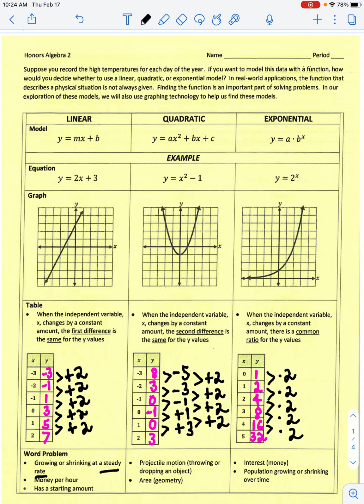Quadratic models are often used in projectile motion when you're throwing or dropping an object, like a ball being kicked or something, or area for geometry. And then exponential models are usually used with interest where money is growing or decreasing, and population is growing or shrinking over a period of time. So those are just some of the main places you'll see these models used.